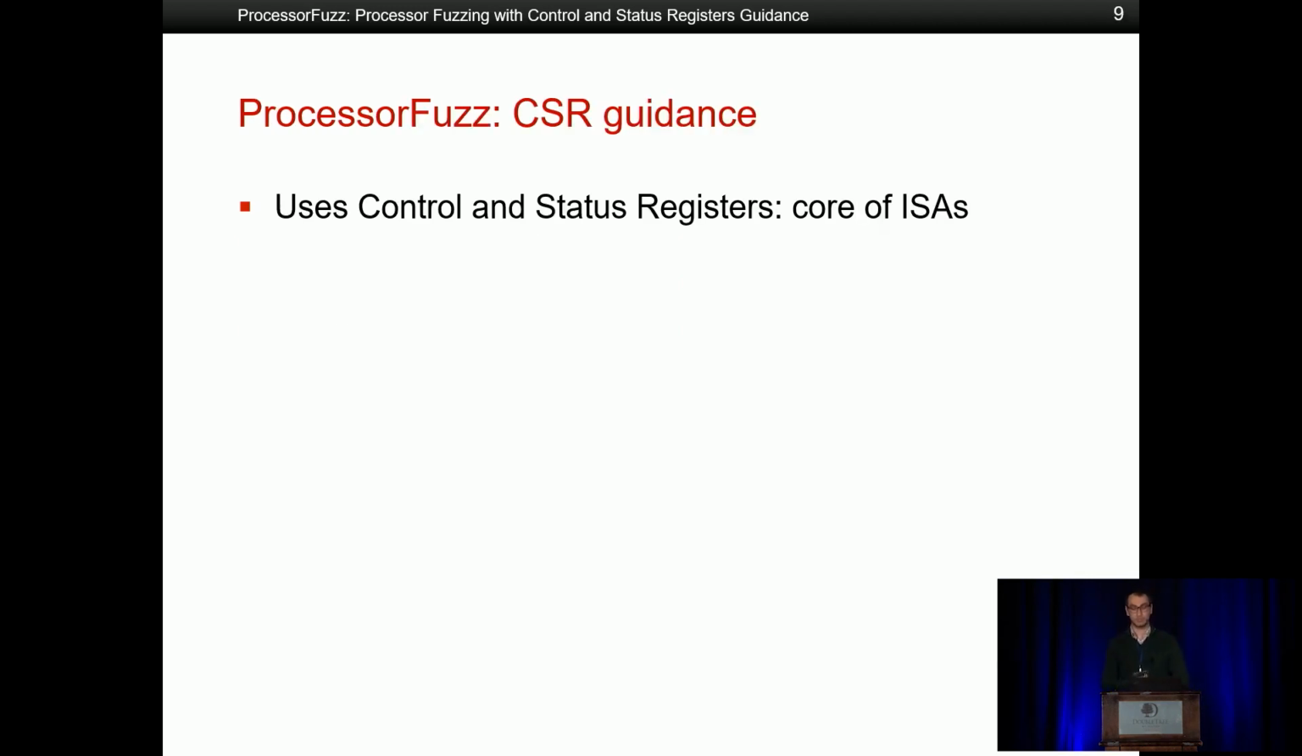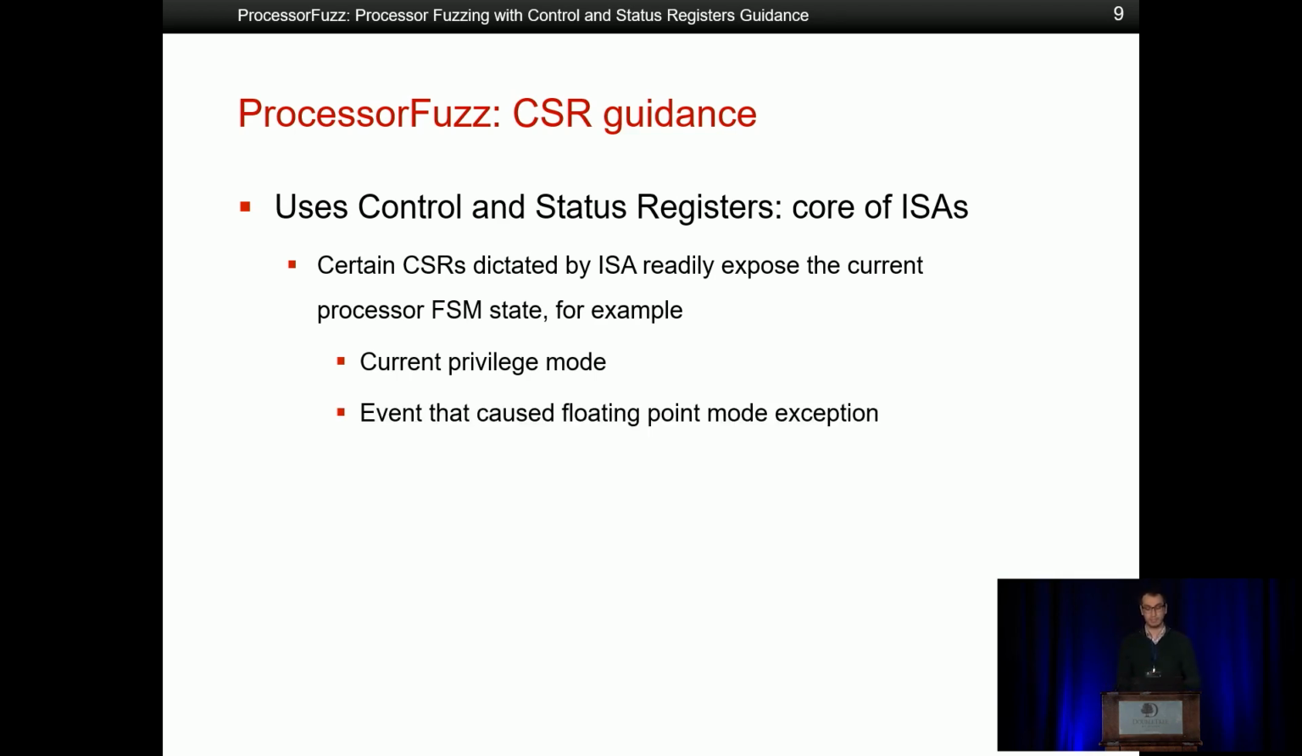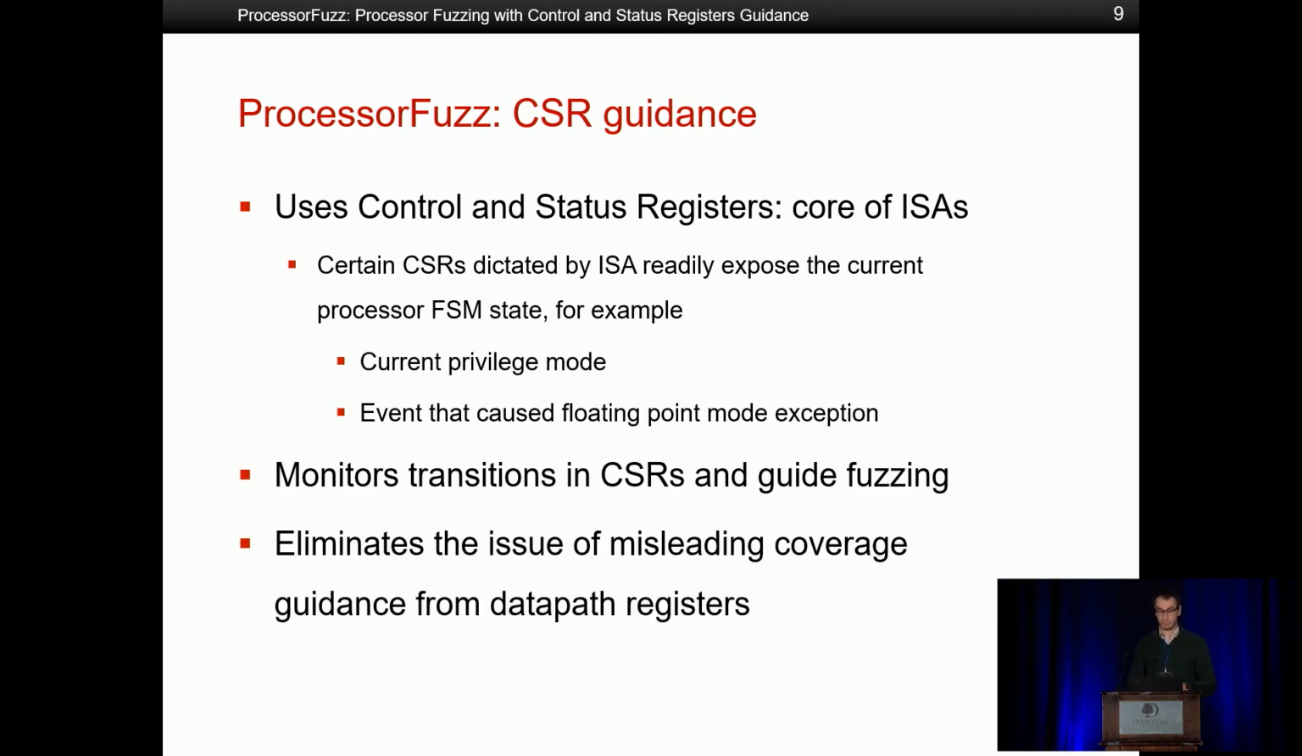And in our work, ProcessorFuzz, we rely on control and status registers that form the core of the ISAs. Specifically, our intuition is that certain CSRs dictated by the ISA already expose the current FSM processor state. If we monitor the transitions here, we can actually test different and interesting hardware events, such as the current privilege mode changing or an event that causes a floating point mode exception. By monitoring these transitions in CSRs, we know what kind of CSRs we monitor, and we eliminate the issue of misleading coverage coming from the data path registers.